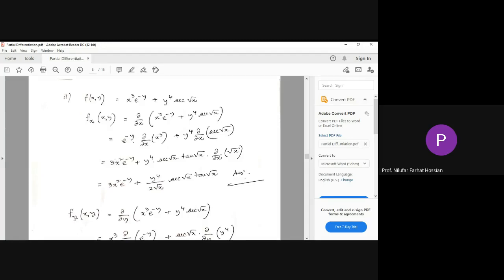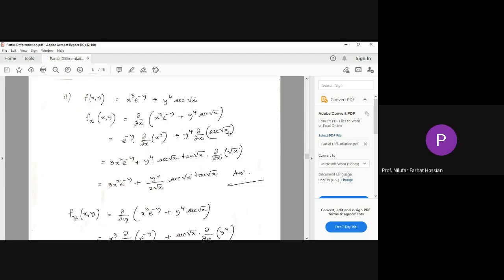Now, e to the power minus y, here also you could have written d dx of x cube. D dx of x cube means 3x square. So 3x square e to the power minus y plus y to the power 4. Now it is not simply sec x, it is sec root over x. So this whole root over x should be considered as x. So what is the derivative of sec x? You know it. It is sec x tan x.